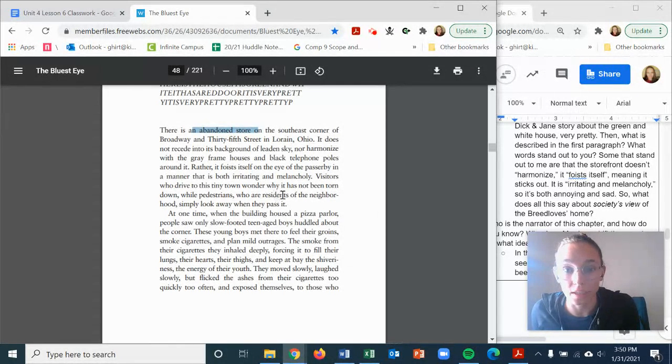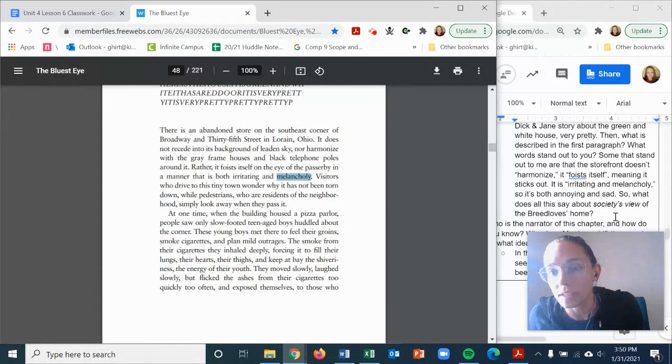Some that stand out to me are, it doesn't harmonize with the rest of the buildings, right? It sticks out, rather it foists itself upon the eye of the passerby. So it sticks out to people walking by, in a manner that is both irritating and melancholy. Melancholy means sad. So it's both annoying and sad.